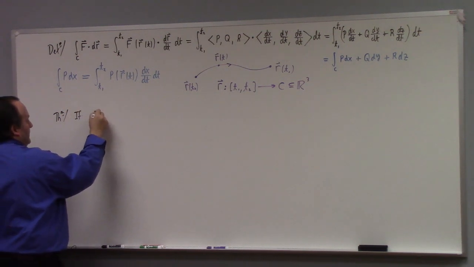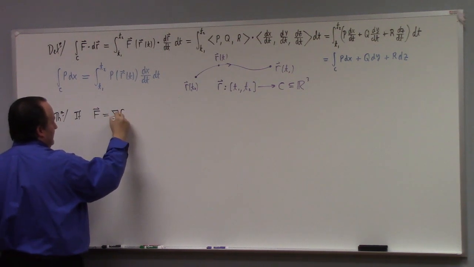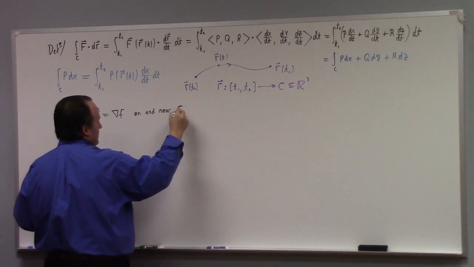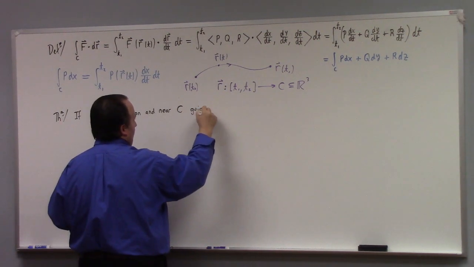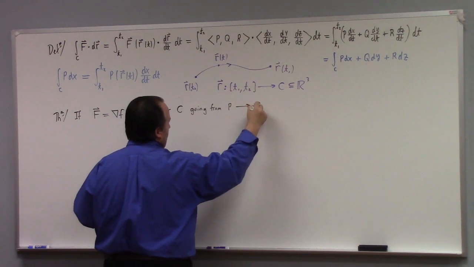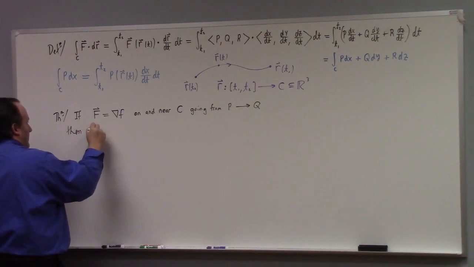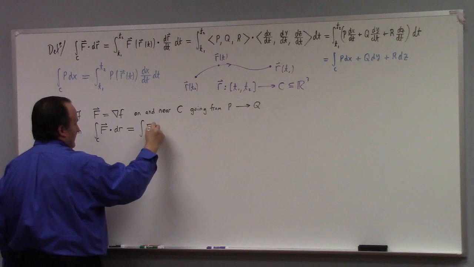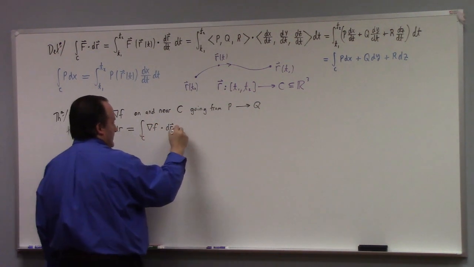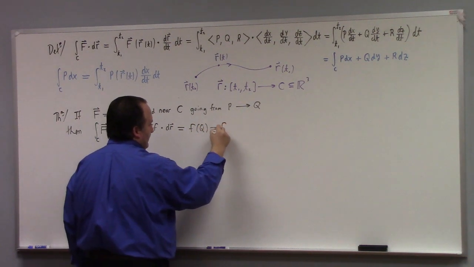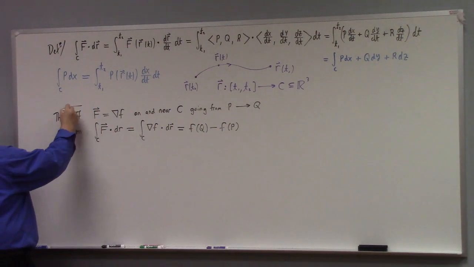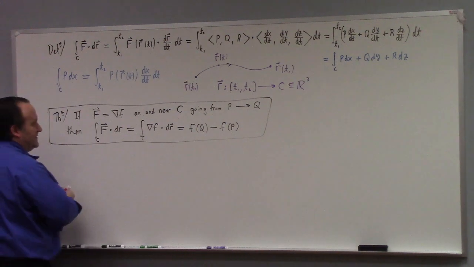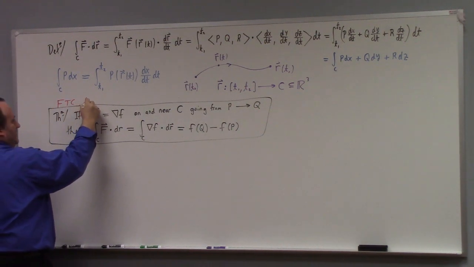If F is equal to the gradient of little f on and near C, which is going from, say, point P to point Q, all right, then the line integral of F dot dr over the curve is equal to the integral of the gradient of f dot dr over the curve, and it's straight up equal to f of Q minus f of P. This theorem is important, obviously, and it has the name Fundamental Theorem of Calculus for Line Integrals, FTC for line integrals.